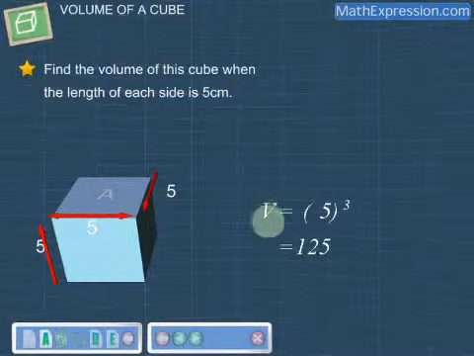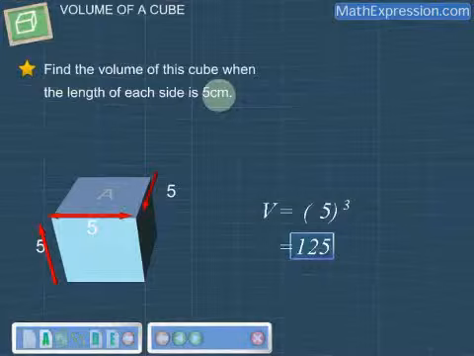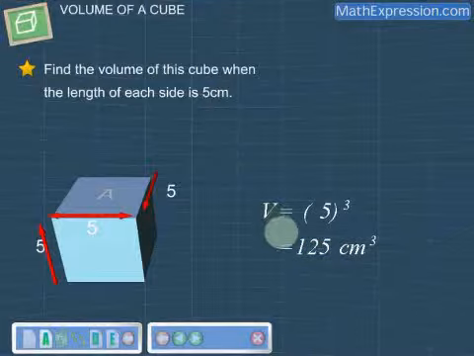Now, we have the volume as 125. Note that this number is meaningless unless we include the unit for it. Since the unit for the length is in centimeter, the unit for the volume will be cubic centimeter. Hence, the volume is 125 cubic centimeters.